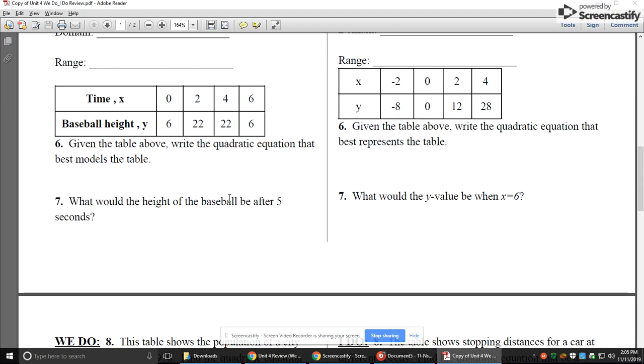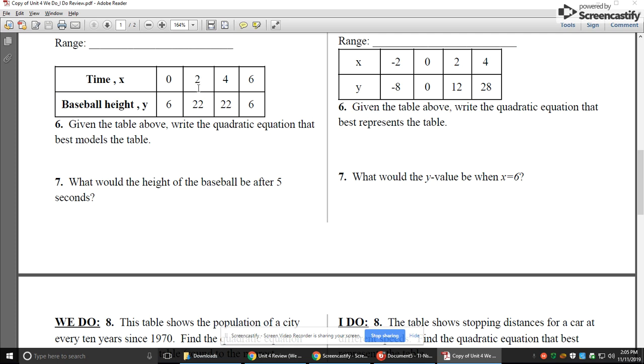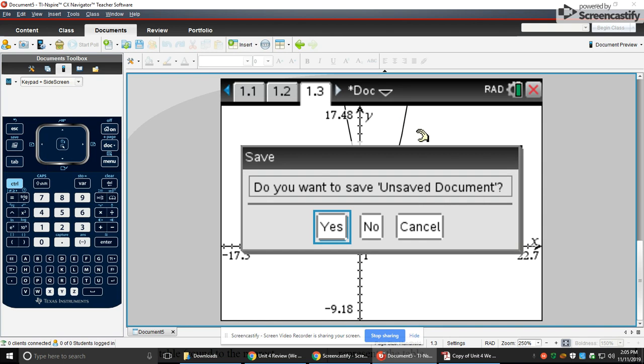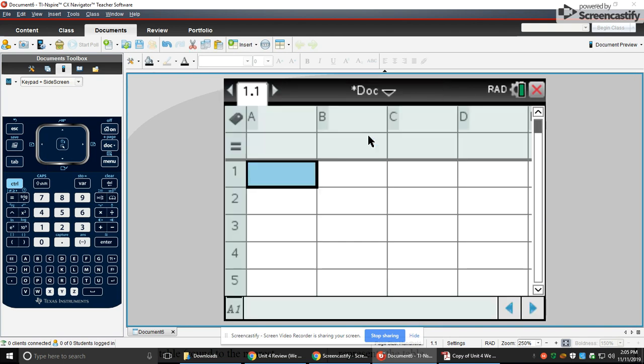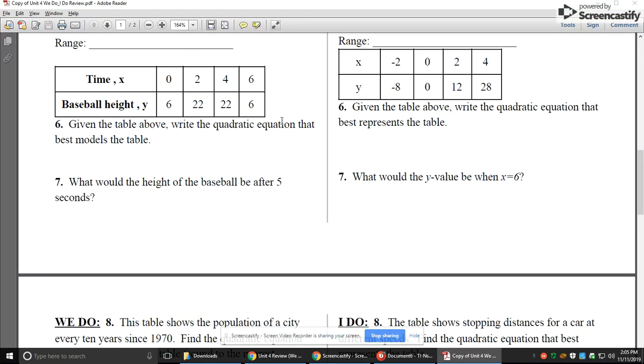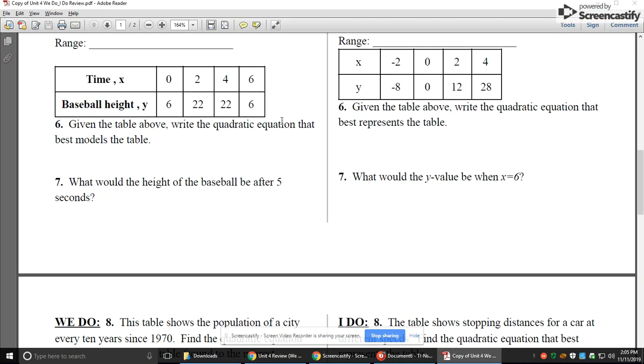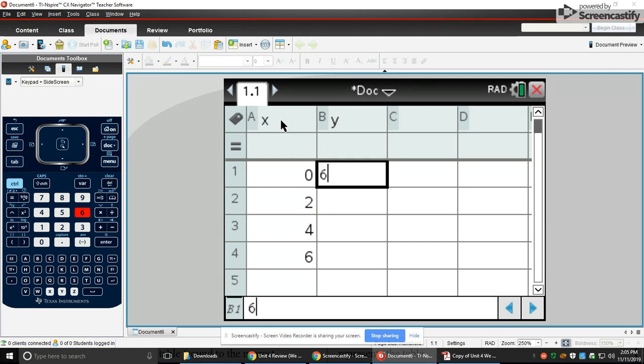Let's see here. Number 6, we're going to do this one in the graphing calculator. It's a table one. So I'm going to go home. I'm going to start a new document. And then I'm going to do list and spreadsheet. So x and y. And then I'm going to do 0, 2, 4, 6. And then my y values were 6, 22, 22, 6.